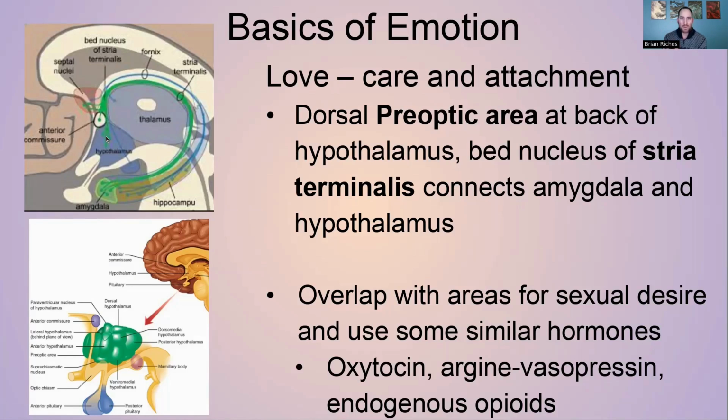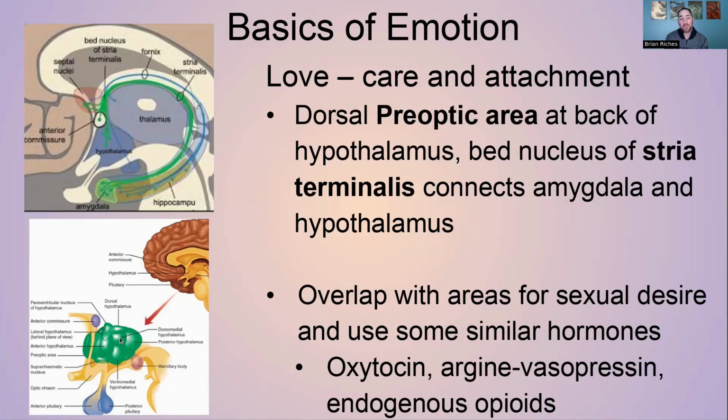BNST. So that bed nucleus of the stria terminalis is a connecting point between amygdala and hypothalamus. So we've got this rear area of the hypothalamus. We've got a connection between the amygdala and the hypothalamus called the bed nucleus of the stria terminalis. And so this is an area for like wanting to nurture. But with that, there are overlaps in these areas with things like the wanting to be attached to people. So some of these systems are used for like wanting to be close to people.